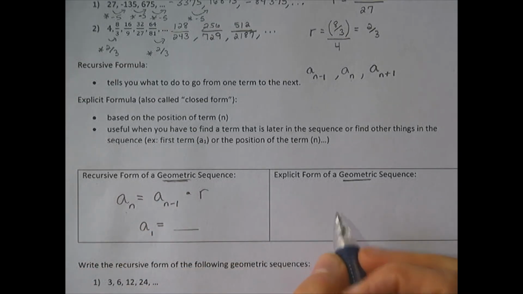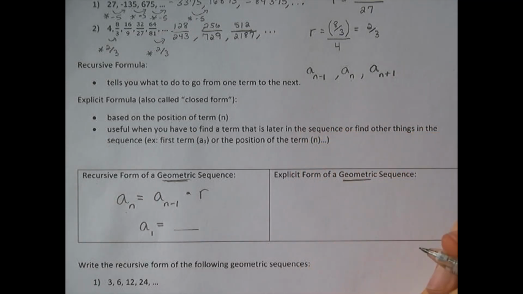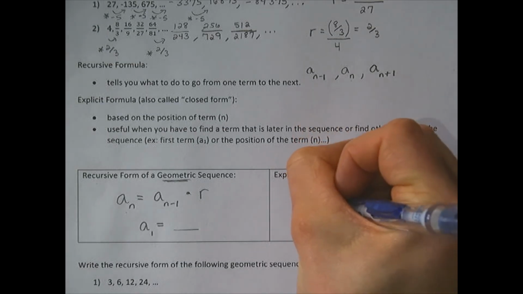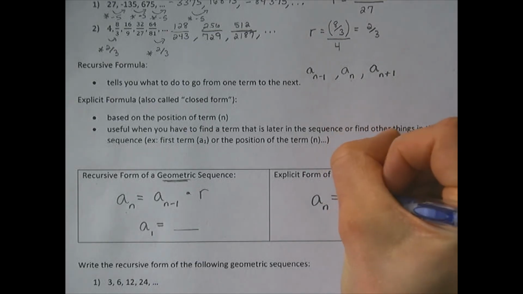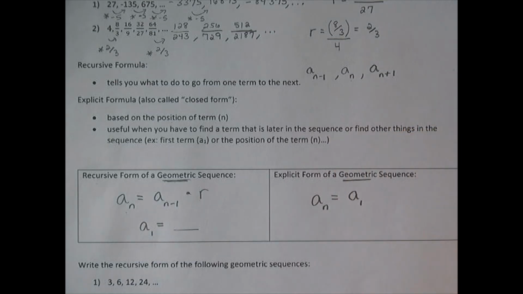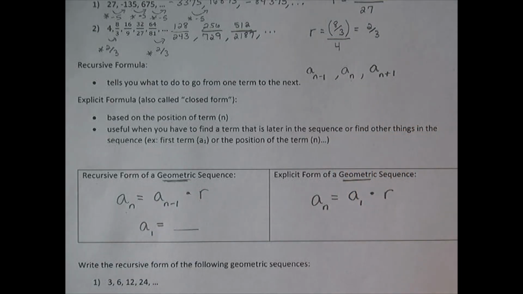The explicit form of a geometric sequence, remember, is based on the position of it. So you're going to see an n in this equation. All right, so the explicit form will help you find a term anywhere in your sequence very easily. So to find that, you would have to take the first term and you multiply it times the common ratio. And the common ratio is going to be to a power. It's going to be to the n minus 1 power.